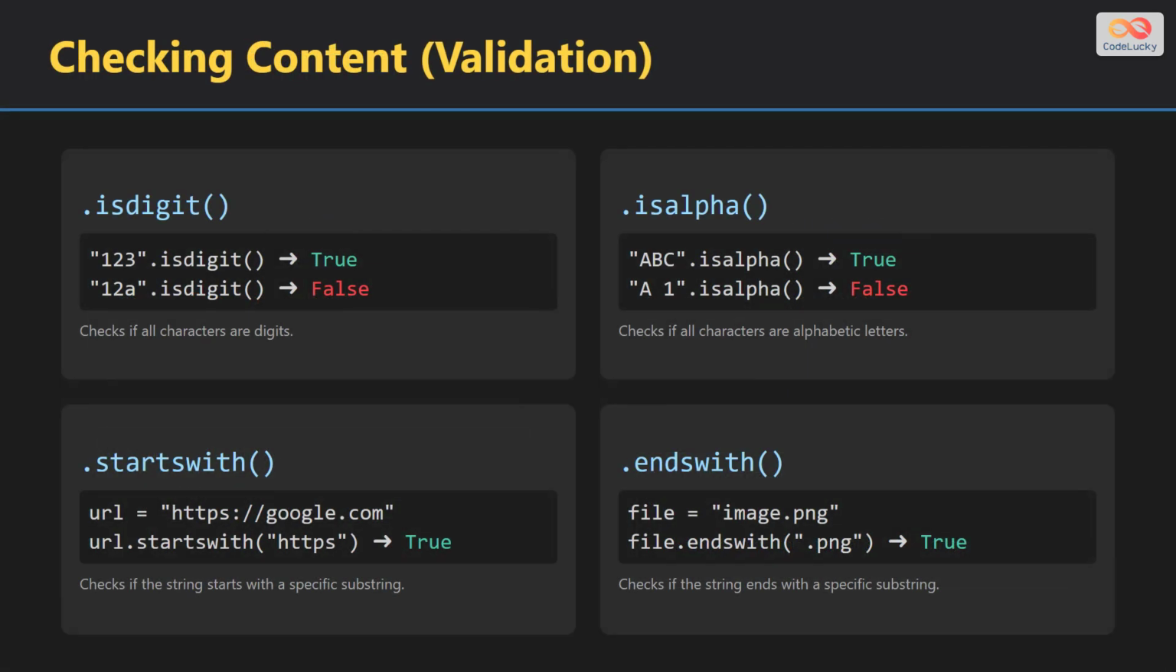You can also validate string content. .isdigit returns true only if every character is a number. .isalpha checks if all characters are letters. You can also check the boundaries of a string using .startswith or .endswith, which is useful for checking file extensions or URL prefixes.